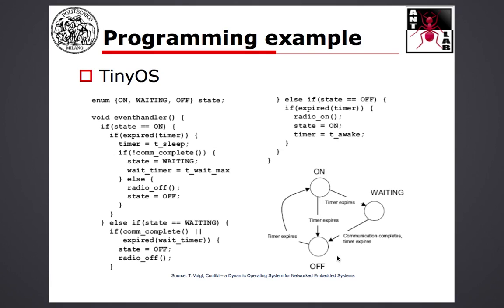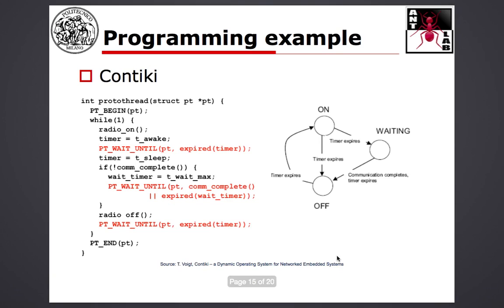The very same thing can be done in Contiki just by writing this code. So the state machine is the same, the logic is the same, but the source code that you use is much less than before, and the mechanisms are evident from the source code. So what's happening? You are in the on state, then you are in the wait state, and then you are in the off state. And this is a while loop.